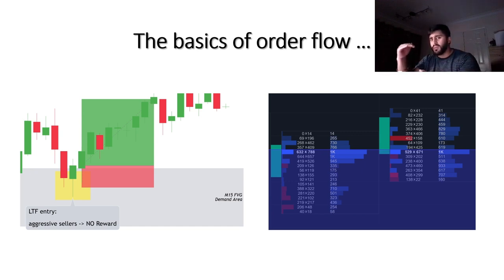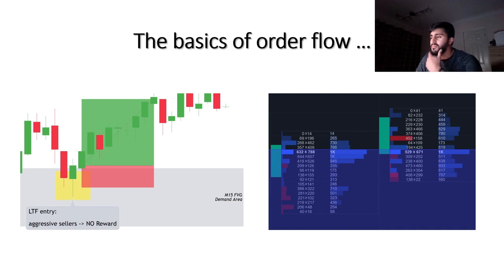So what does that tell you about this zone? We have a lot of aggressive sellers coming into this zone. Despite that, the market moves up. So this tells us that buyers are in control. There's more aggressive sellers than there are aggressive buyers, and despite that, the market moves up. So what this shows us is that there's passive buyers sitting at that level.